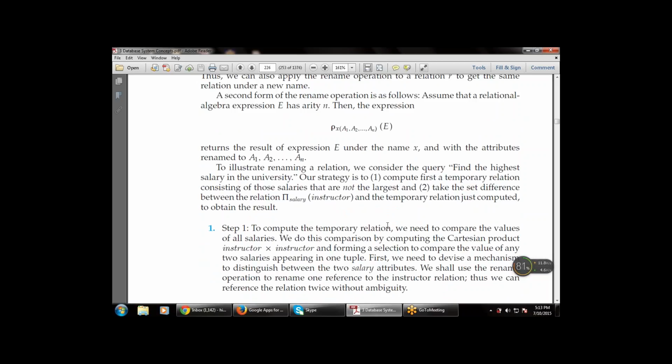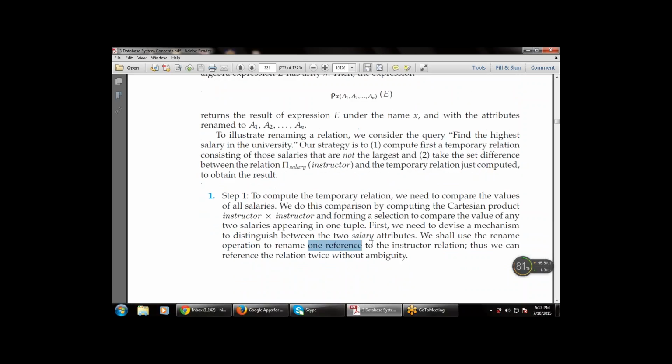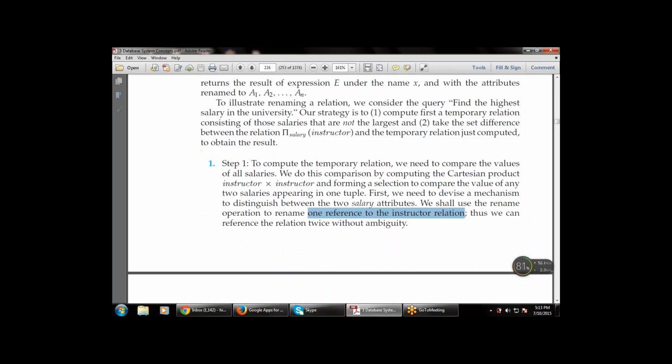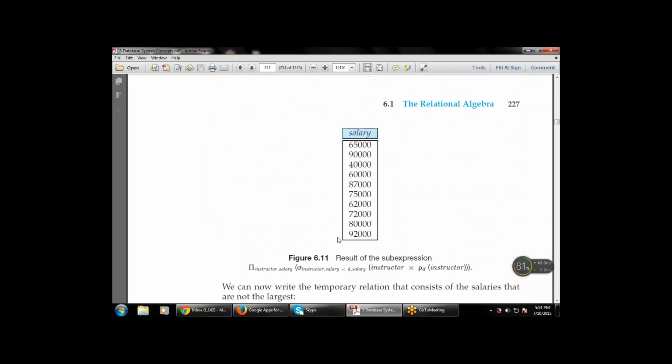So if we are able to find the salaries that appear in one table, we can do that in the first step. First we need to devise a mechanism to differentiate between the two salary attributes. We shall use the rename operation to rename one reference to the instructor relation. Therefore, we can reference the relation twice without any ambiguity. That is step 1. This is the salary, that is the result of the sub-expression, that is pi instructor.salary.